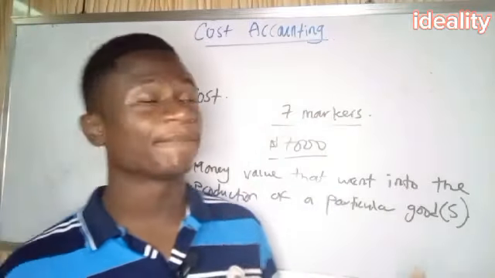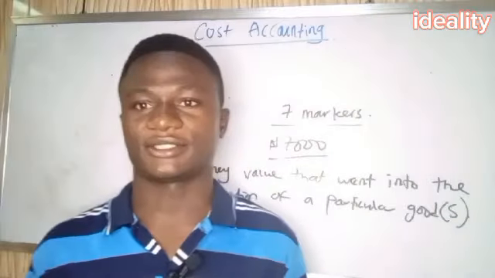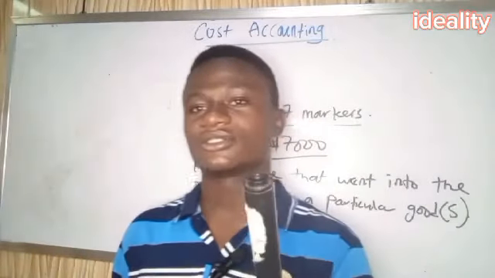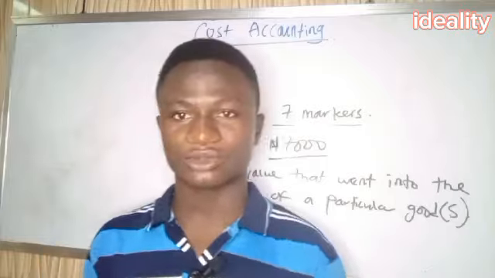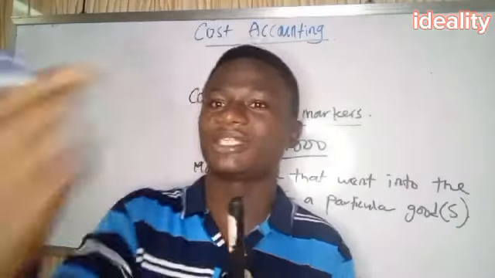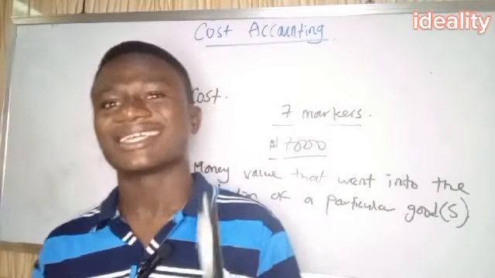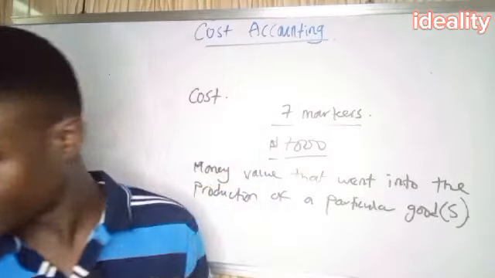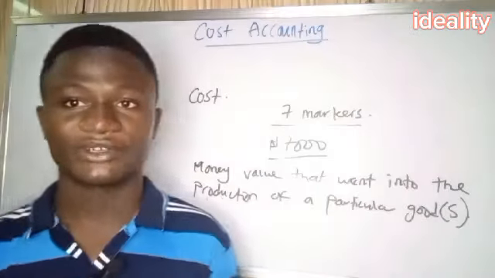The amount you spend to produce a particular thing is what we mean by cost. I spent 3,000 naira to produce this. That is the money value. That is the amount that went into the production of this, the amount which I paid out to be able to produce this. That is the cost of that thing. And I believe you are all familiar with that.